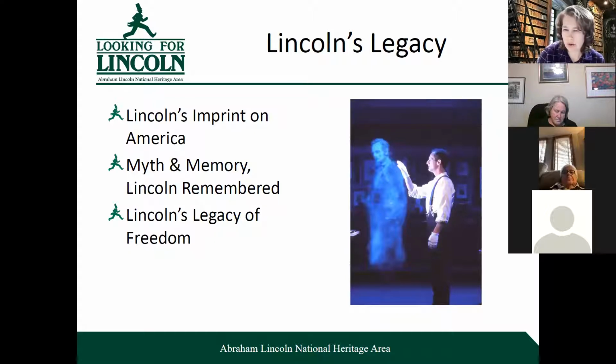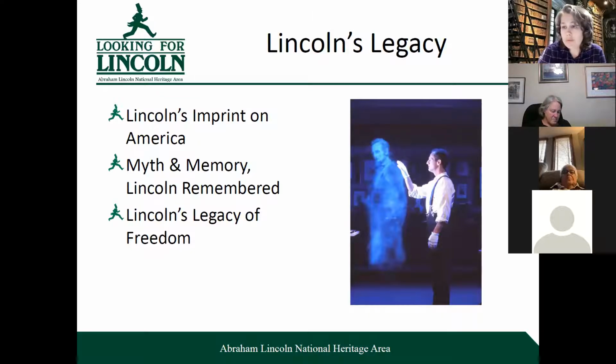And how does that shape our vision of him? Myth and memory. Lincoln remembered. How we think about Lincoln and how he is remembered here. That's something we can talk about, as well as Lincoln's legacy, both in Illinois, because we are the land of Lincoln, but also to us as the nation.